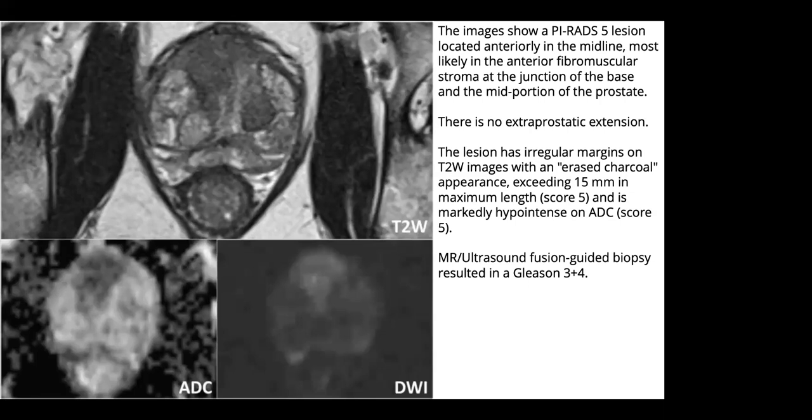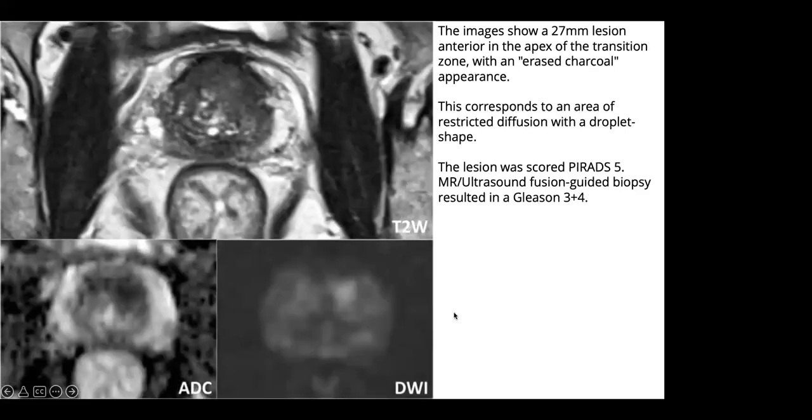category 5 lesion. And again, if we look carefully on ADC mapping, the bottom left image, you can see marked hypointensity of this lesion. And on DWI, this is appearing bright or hyperintense. So these features make it highly suspicious to be characterized as a PI-RADS category 5 lesion. We can see that the capsule appears to be intact on these provided images. So this is a category 5 lesion.